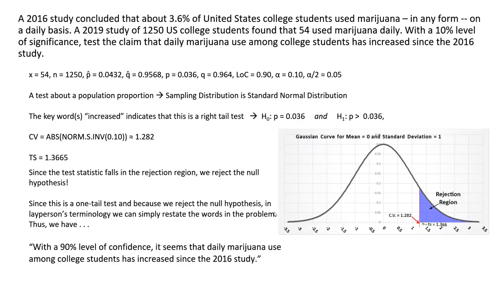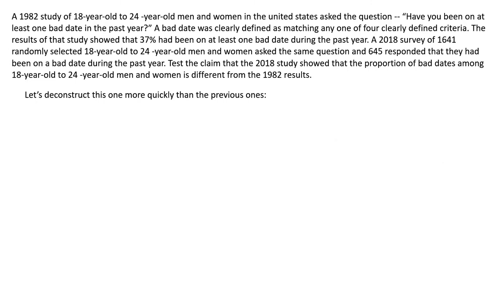Let's go to the next problem. I'm doing 3 problems for this particular video, so let's go to the last one. Here's the problem. A 1982 study of 18-year-old to 24-year-old men and women in the United States. They were asked the question, have you been on at least one bad date in the last year?